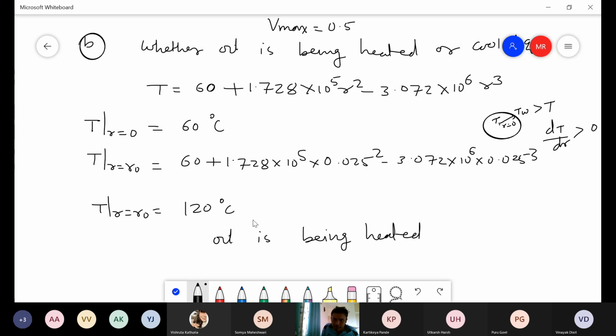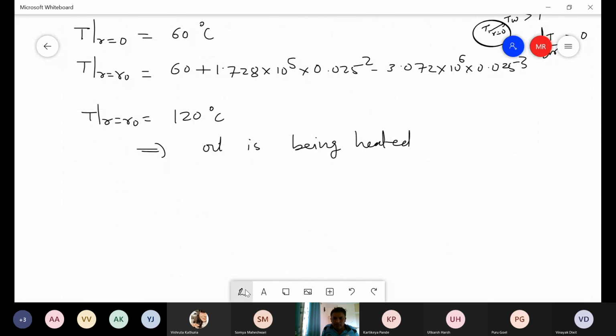So this is the answer of the second part. We can conclude from this that the oil is being heated. Correct? Let us move to part C.